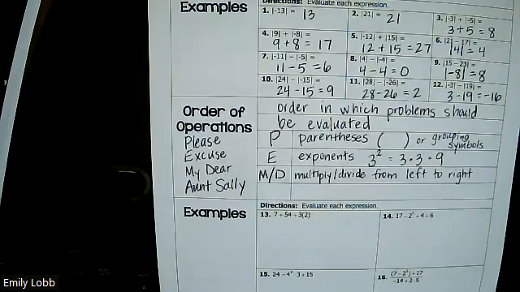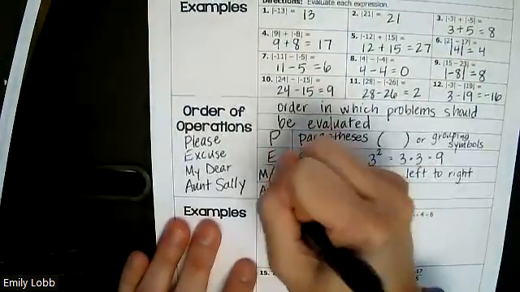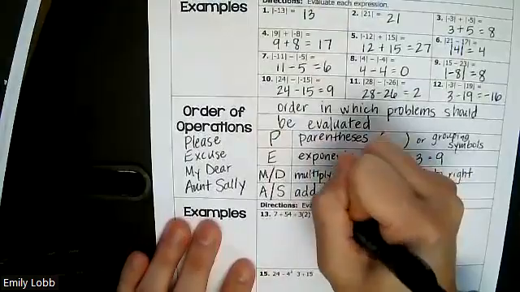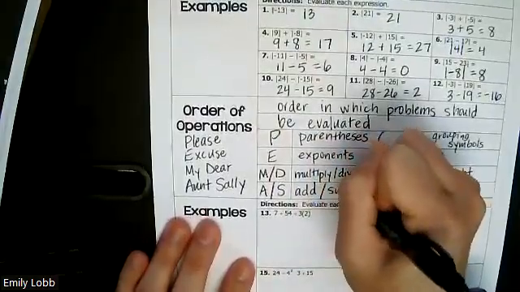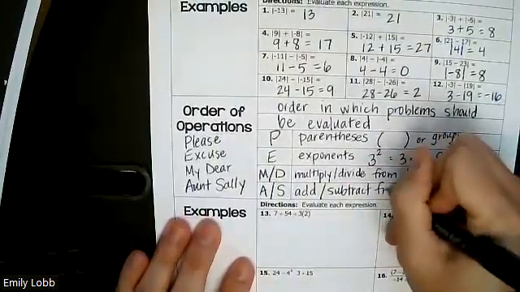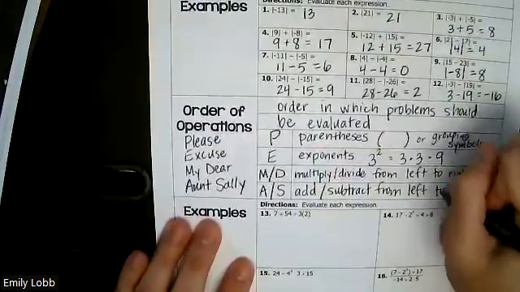Aunt Sally. Add and subtract. Good. And just like multiply and divide, we're going to add and subtract from left to right.